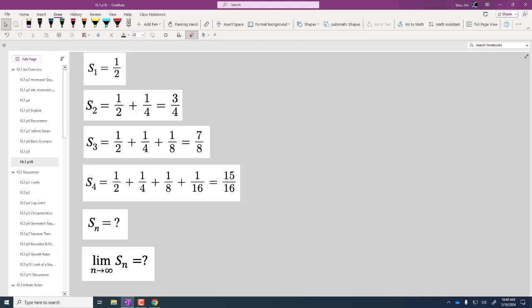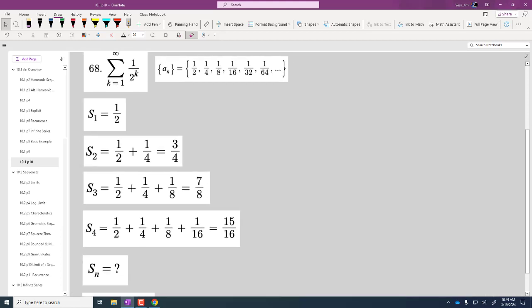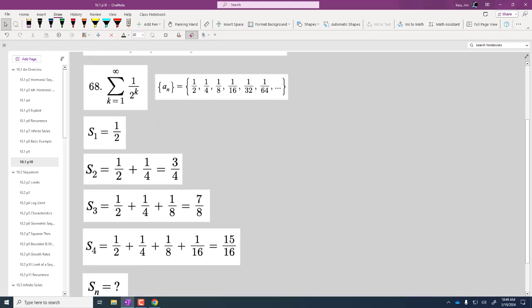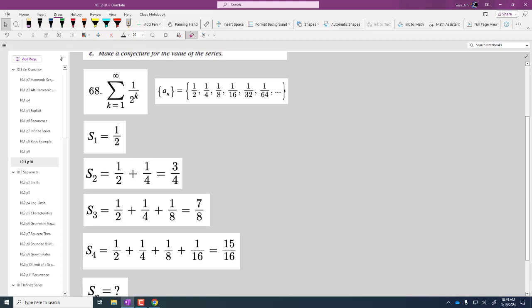So let's see. This is an example of a geometric series. Because this sequence of terms, how do you get from one to the next? Multiply by 1/2, right? So there is a common multiplier of 1/2. To get from term to term, you multiply by 1/2 repeatedly. So that is a geometric series.